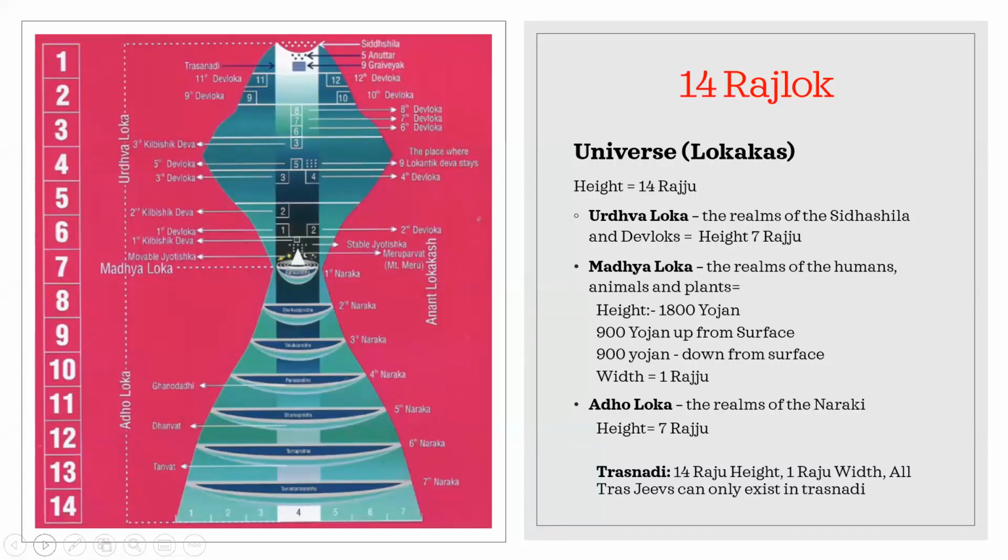And in the center of this Chaud Rajlok is a Trasa Nadi that runs from the top to the bottom of the Chaud Rajlok. And this Trasa Nadi is 1 Rajju in width and Chaud Rajju in height. And as you know, all the Trasa jeeves can only exist within the Trasa Nadi. And outside the Trasa Nadi, there are all the Sthavar Ekendriya jeeves.